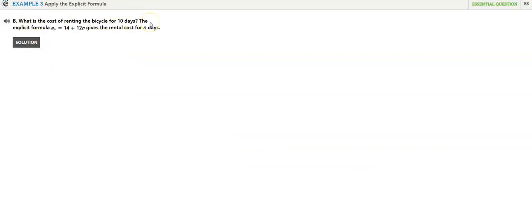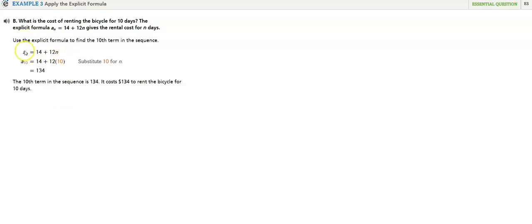So let's use this formula to actually solve. We're going to go ahead and figure out the cost of renting a bicycle for 10 days using the formula we made on the previous page. Again, we have our formula here. We're going to find the 10th term. We're going to go ahead and substitute 10 for n.